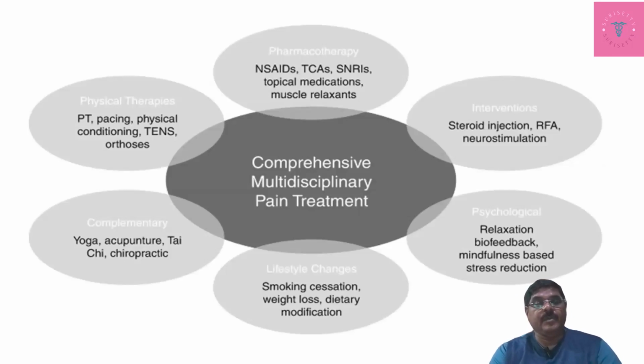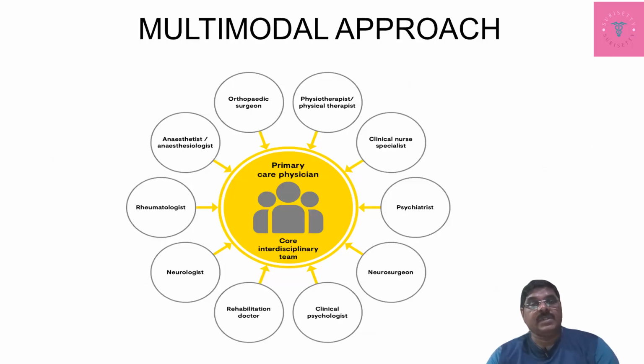Some people have to make lifestyle changes. Complementary procedures like yoga, acupuncture, and physical therapies will help in neuropathic pain, along with psychological measures such as relaxation and biofeedback, interventional therapies, and pharmacotherapy. Finally, the patient will undergo pharmacotherapy and intervention, but along with these, the other four are also very important to treat the neuropathic pain. That's why we need many persons to treat it, starting from the anesthesiologist, orthopedic surgeon, physiotherapist, clinical nurse specialist, psychiatrist, neurosurgeon, clinical psychologist, rehabilitation doctor, neurologist, and rheumatologist.